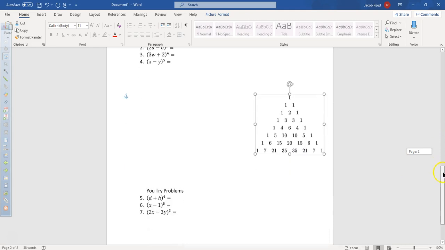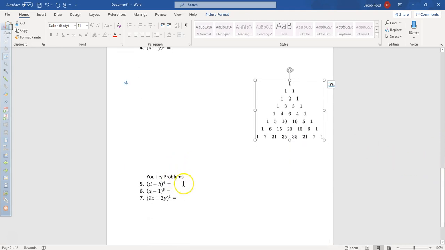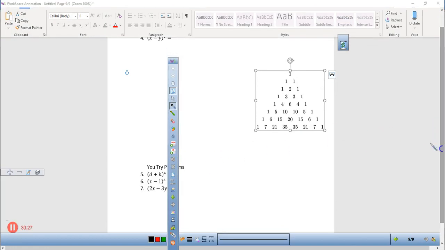All right, so at the bottom, you've got a couple of U-try problems. I'd pause the video now and go ahead and try these out, and then come back when you're done. Okay, so I'm assuming that you have paused the video and have come back to check your work. So I'm just going to write out your answers here so you can see them, and we're going to call it a day.